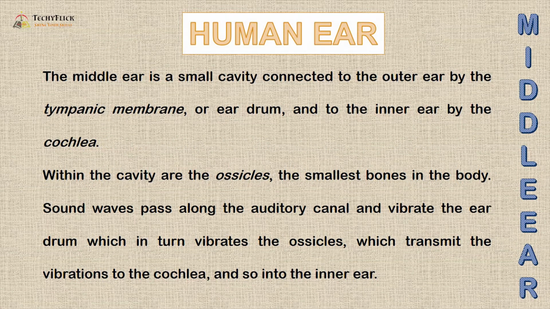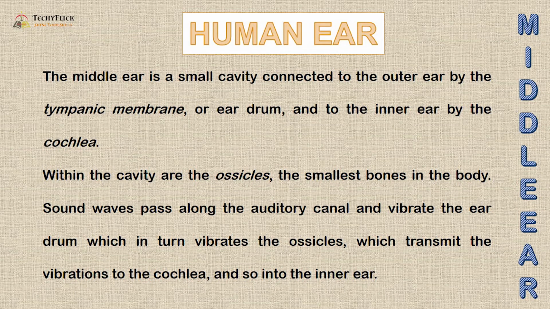Middle ear. The middle ear is a small cavity connected to the outer ear by the tympanic membrane, or ear drum, and to the inner ear by the cochlea. Within the cavity are the ossicles, the smallest bones in the body.